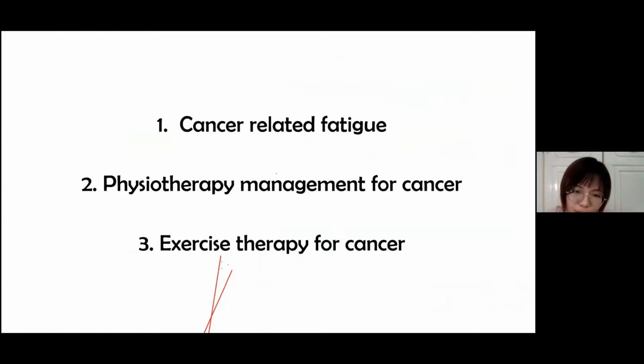So, okay, now we are going to the main topic. We are going to talk about cancer-related fatigue. So, what physiotherapy management can we do for cancer patients, or what exercise therapy can we use for the cancer patient? Here I'm just sharing the general cancer knowledge and general physiotherapy treatments that we can do. I will go through roughly and give some brief idea on how to manage the cancer patient.